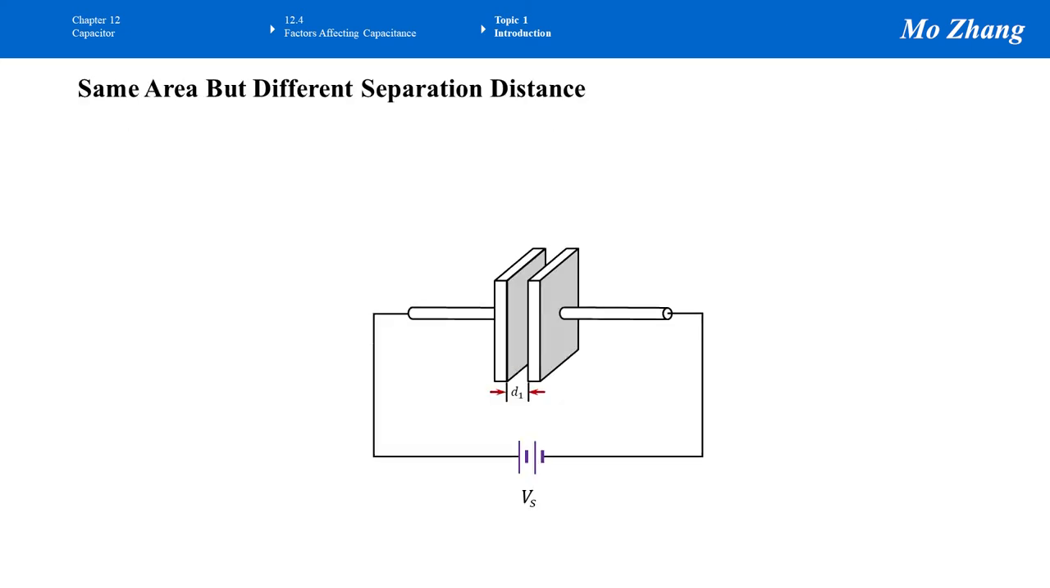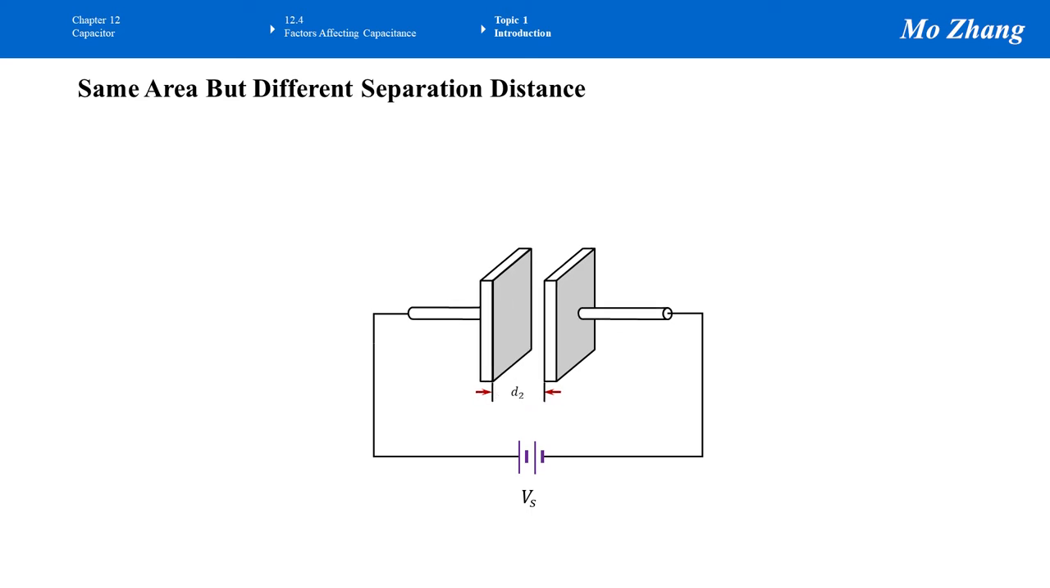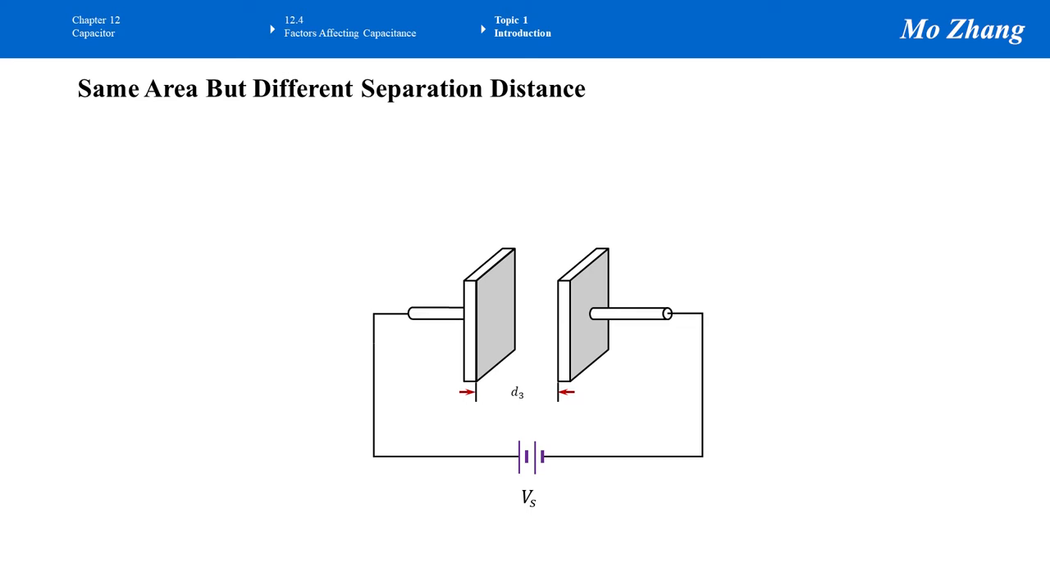Assume the separation distance between the two plates is d. This is the first scenario, so the distance is d1. And now, how about let's separate the plates. This is d2, and then we have the third scenario, d3. The question is, do they have the same amount of capacitance? Or which capacitor has the most capacitance?